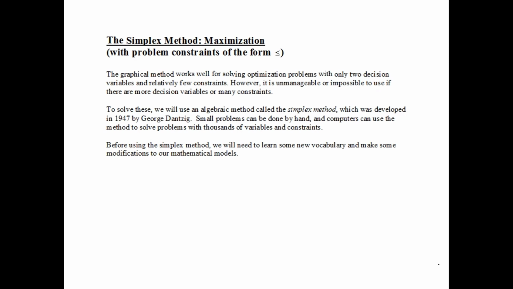The graphical method works great when you only have two decision variables. That means we can graph in two dimensions using an x-axis and a y-axis, and if we only have a few constraints. However, if we have a very large, complicated problem with many constraints, or if we have even a simple problem with more than two decision variables, we need something else.